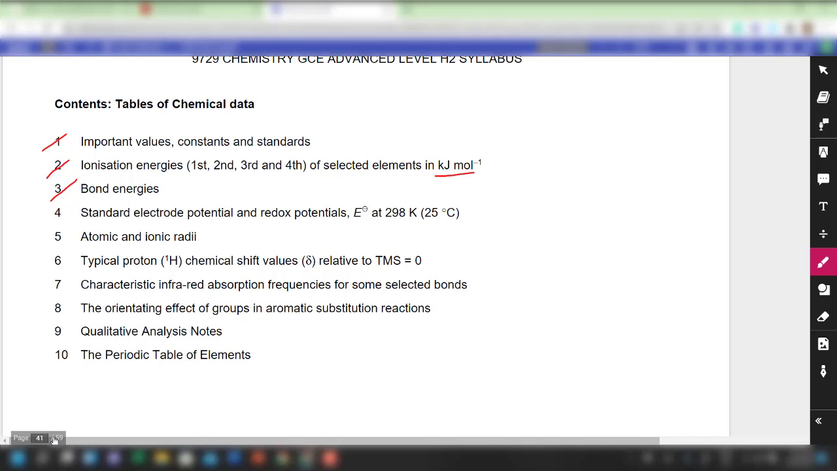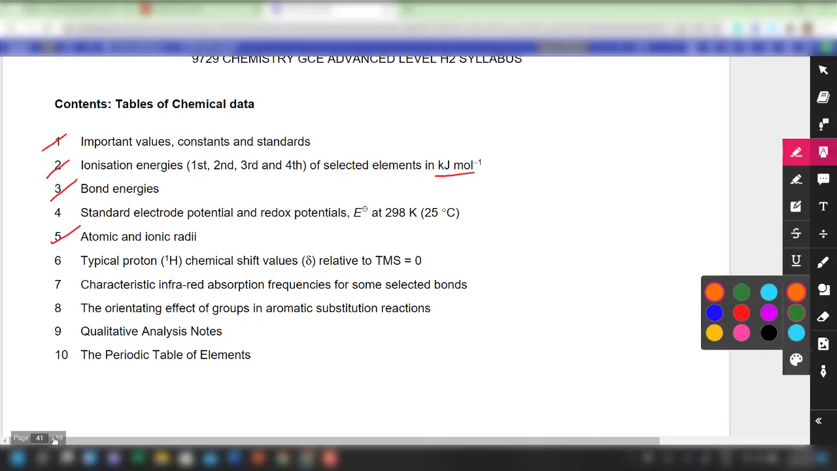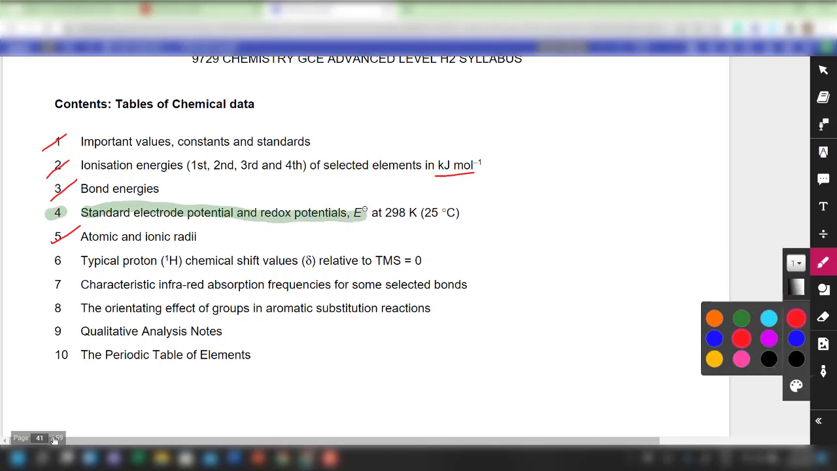Sections 3 and 5 are bond energies and ionic radii. Very important when you're learning chemical bonding. You will find some of these data informative. You might need them in your tutorials and exam questions. The fourth one, on standard reduction potential and redox potential, you will use more in JC2, after you have learned electrochemistry. But for most of the JC1 topics, you will not need section 4, except for redox, when you need to balance redox equations.